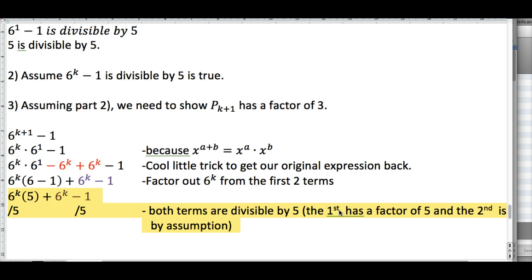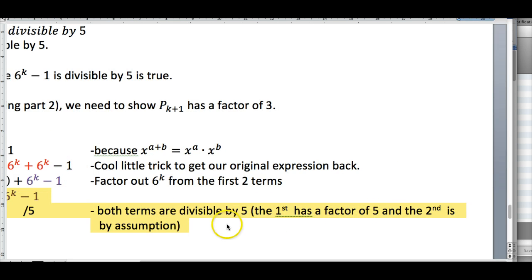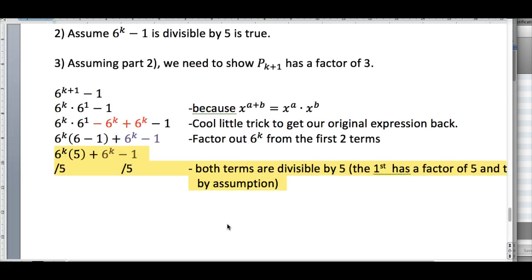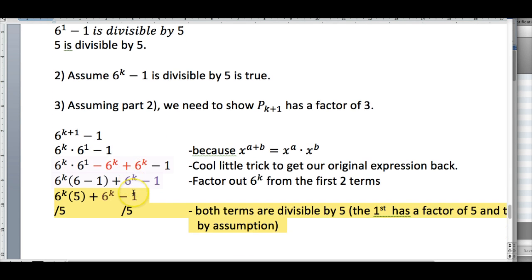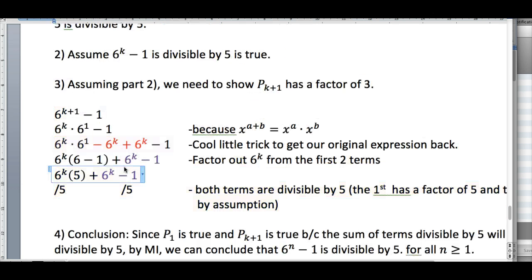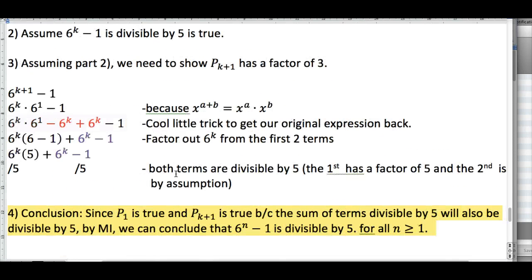Both terms are divisible by 5, and so I wrote the first one has a factor of 5, and the second one is by assumption. Then my conclusion for this one, well, think about what ingredients you have. Remember that n equal to 1, we've proven, and then k plus 1, we've also shown for this. So since P sub 1 is true and P sub k plus 1 is true because the sum of the terms is divisible by 5, the sum will also be divisible by 5, and so by mathematical induction we can conclude that 6 to the n minus 1 is also divisible by 5 for n greater than or equal to 1, the integer values.